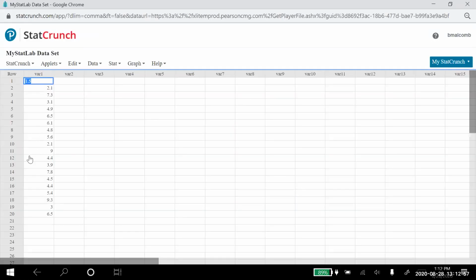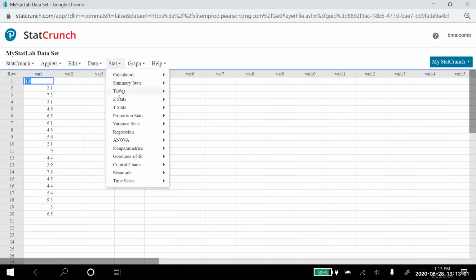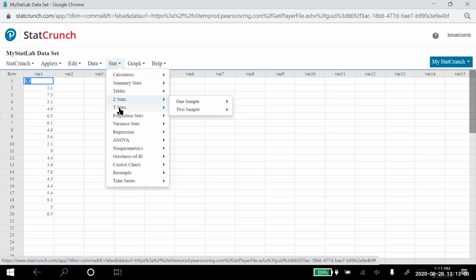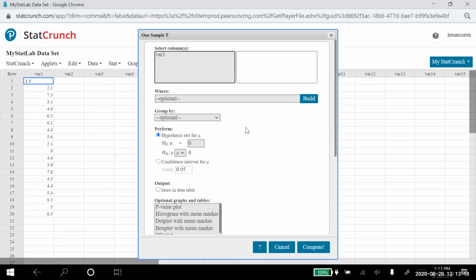Okay, so there's all my data. So what I'm going to do is go back to stat, but instead of Z stats, because I don't have the population standard deviation sigma, I go to T stats. Now, notice what's going to happen. I'm going to go one sample, but this time I have the data, so I'm going to click with data. Notice I didn't plug in the sample standard deviation. I don't have to because I have the data. The computer's going to calculate the sample standard deviation for me.